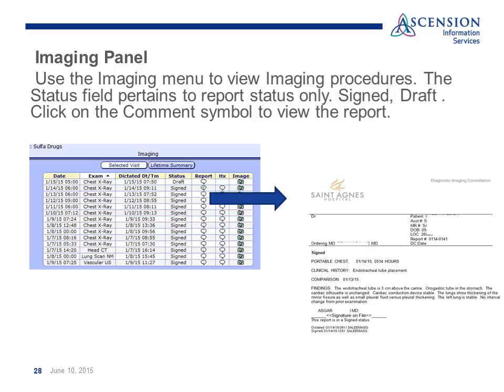Imaging panel. Use the imaging menu to view imaging procedures. The status field pertains to report status only, signed and draft. Click the comment symbol to view the report. Like lab and blood bank, you can use the lifetime summary or other visits to view historical data.